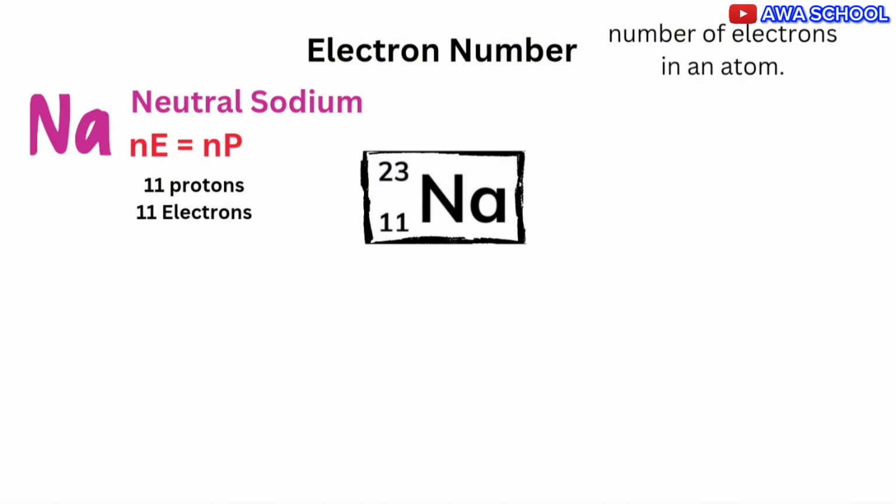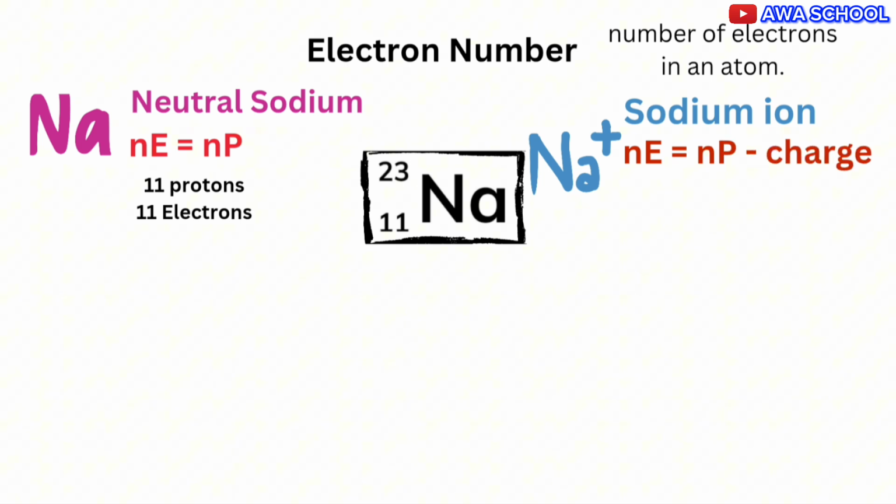Exactly. Now for sodium ion, which is Na+, you have to use a formula, which is the number of electrons is equal to the number of protons minus the charge. This is when it is an ion. You have to use it. Number of electrons is equal to number of protons minus charge.